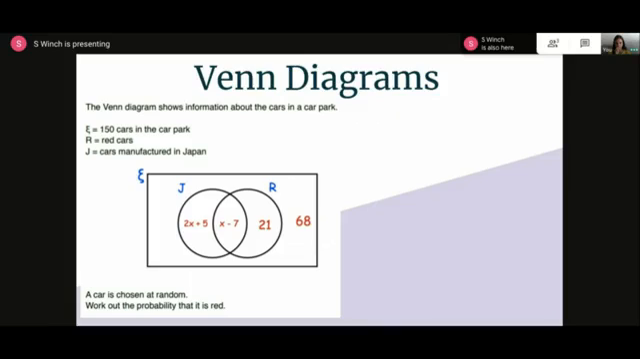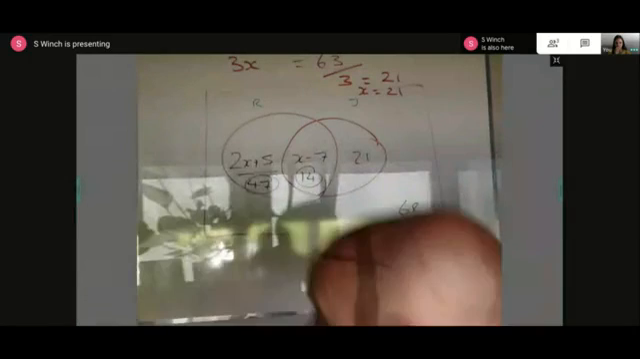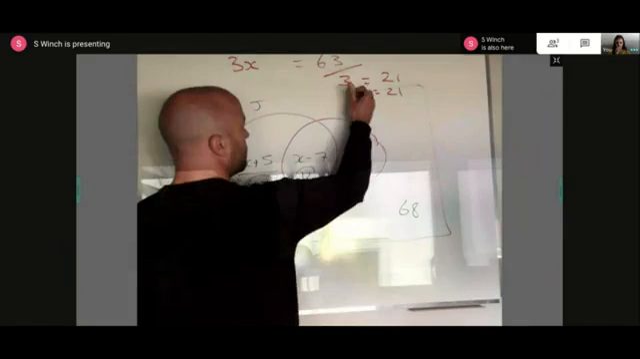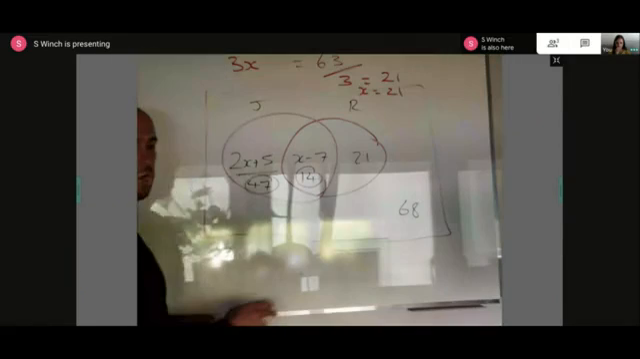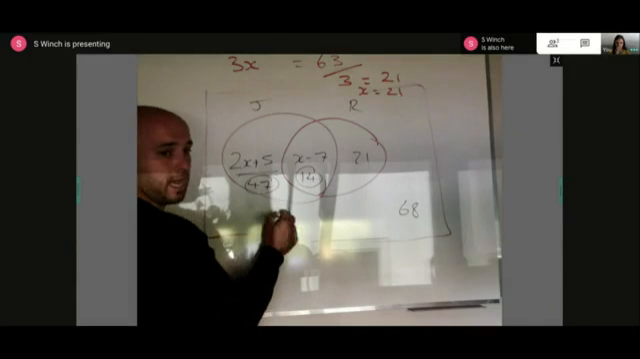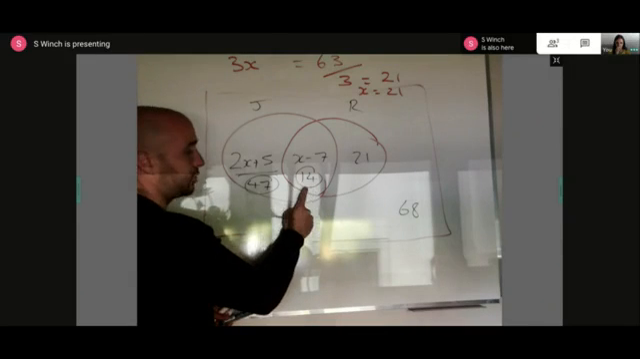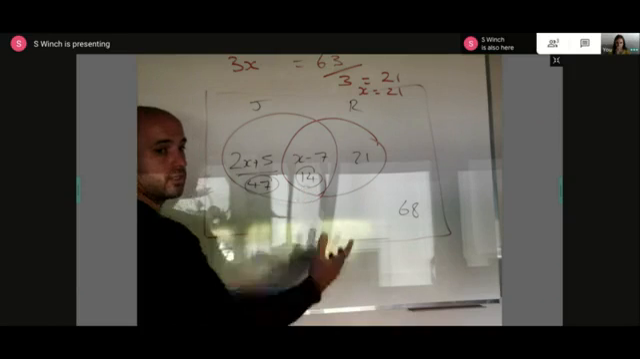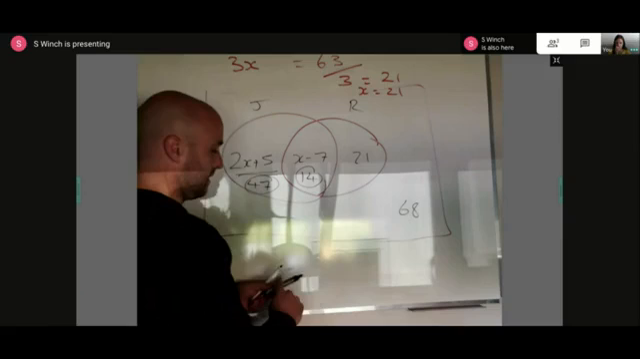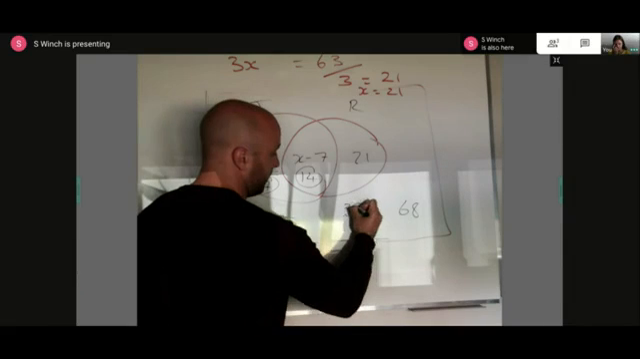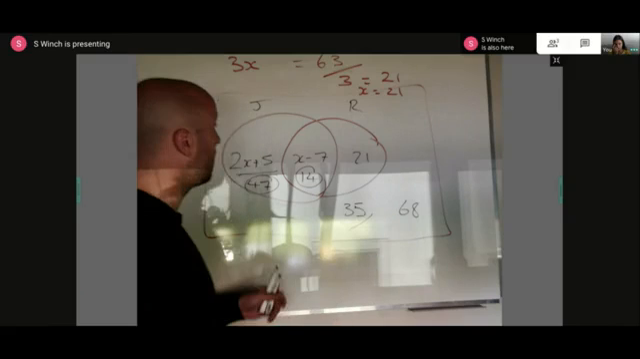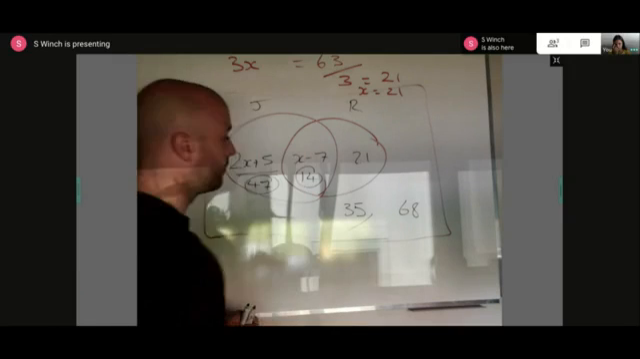So again, if we flip back from the board here, our red cars are just red at 21. Cars that are both red and manufactured in Japan is the crossover here, the intersection, so that's 14. So in answer to the question, how many cars are red? 21 plus 14 gives us 35. Because it wants it as a probability, we're going to write that as a fraction, 35 over the total cars that we're working with, which is 150.